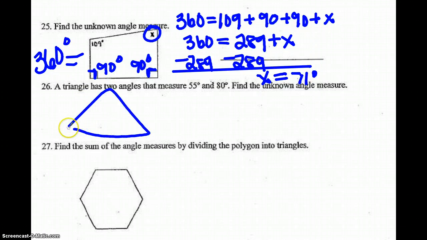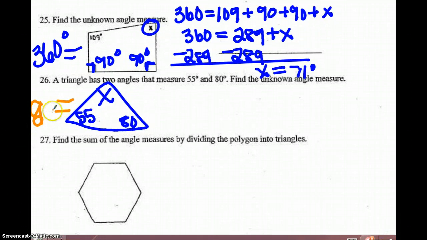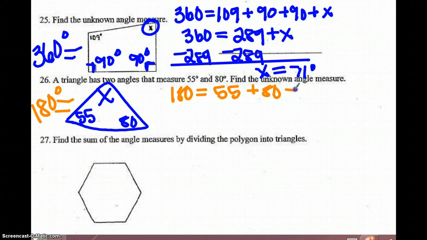Number 26, a triangle has 2 angle measures that are 55 and 80 degrees. So I'm just going to sketch a triangle. It's not drawn to scale. One has 55, one has 80, trying to find x. Okay, and I know that a triangle adds to 180 degrees, yes? Okay, so this would be 180 equals 55 plus 80 plus x.